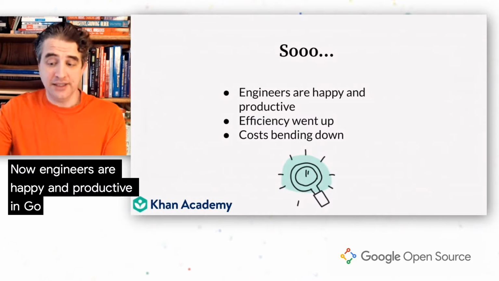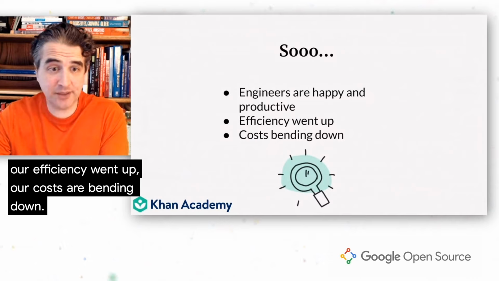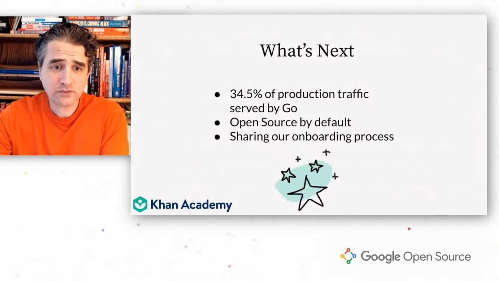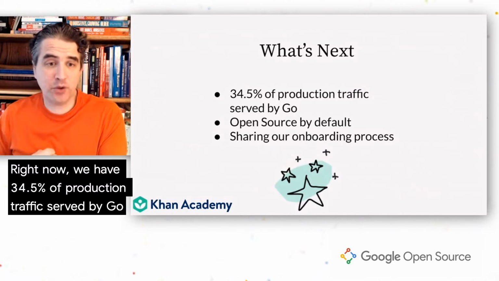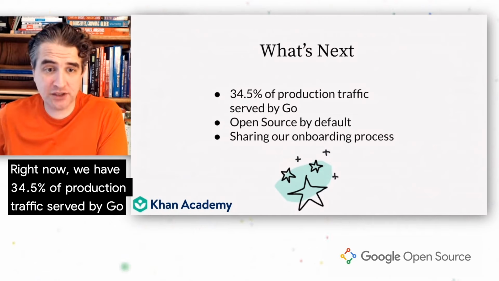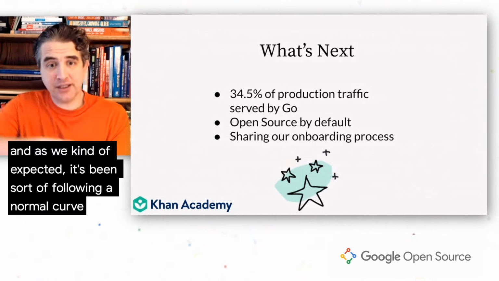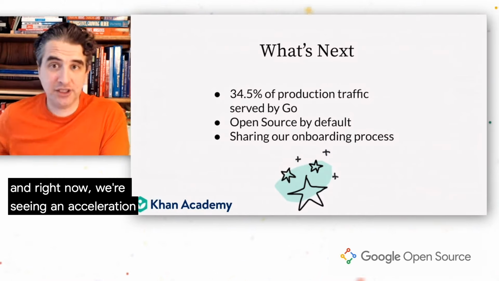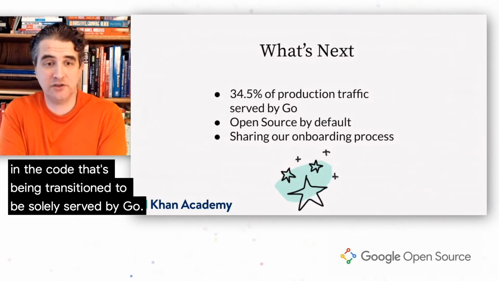So, now engineers are happy and productive in Go, our efficiency went up, our costs are bending down. What's next? Right now, we have 34.5% of production traffic served by Go. And as we kind of expected, it's been sort of following a normal curve. And right now, we're seeing an acceleration in the code that's being transitioned to be solely served by Go.